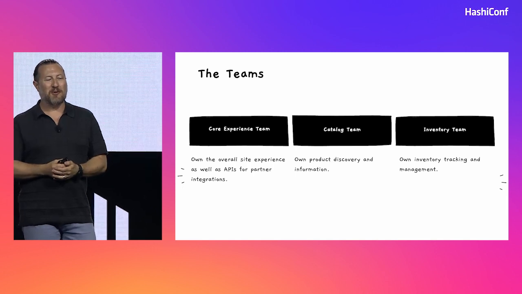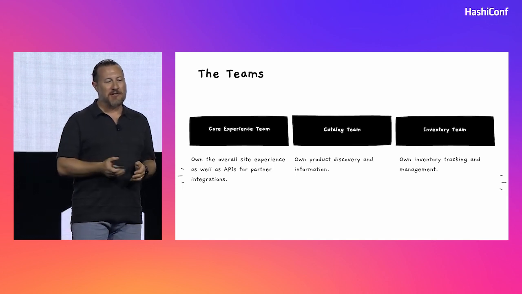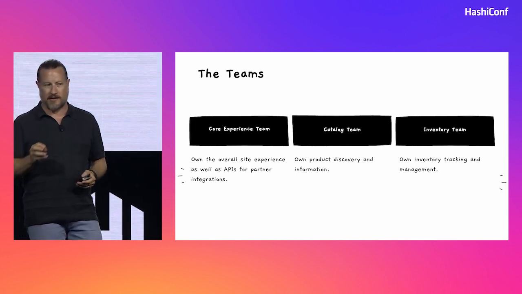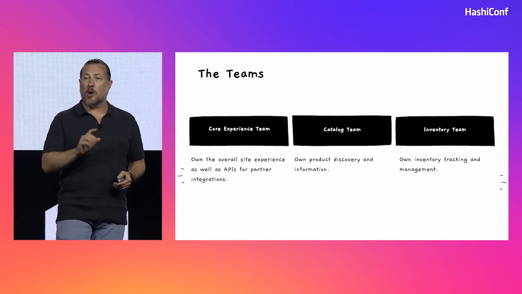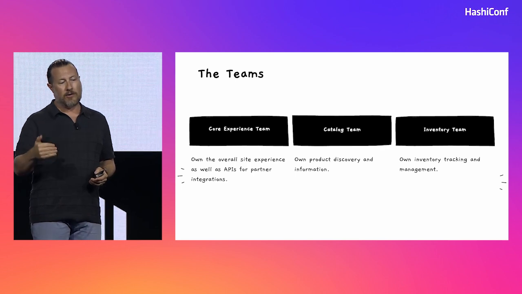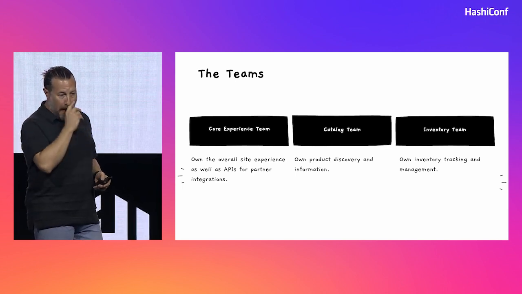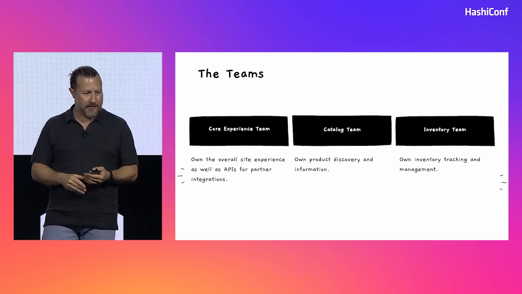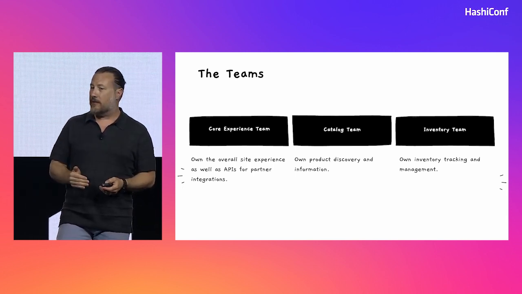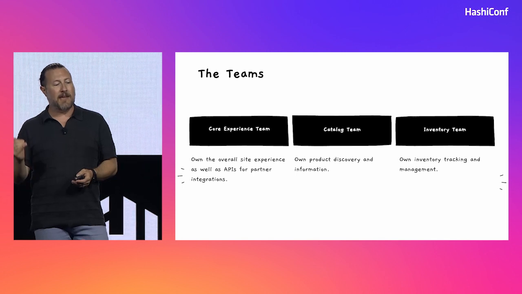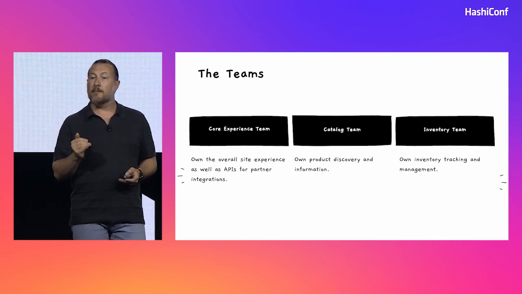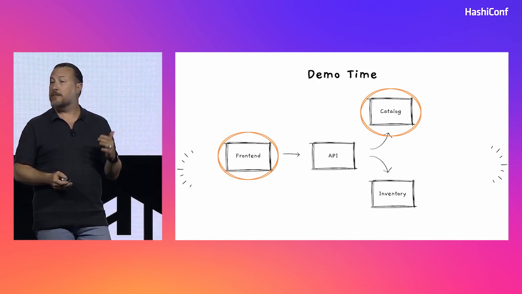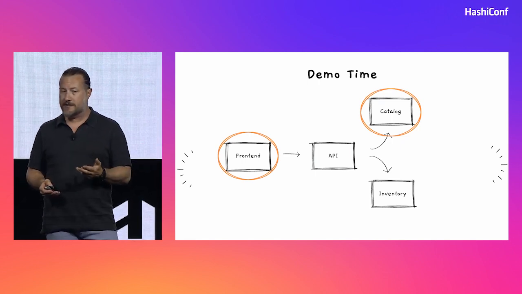Beppo has many developers working to make this vision a reality. Those developers are divided into 3 teams, each focused on a specific aspect of the product experience. Each of these teams owns one backend service, and they all contribute code to the front end as needed. The core experience team owns the overall site experience and partner integration APIs. The catalog team owns product discovery and information, and the inventory team owns inventory tracking and management. With this context, let's look at the catalog team's experience adding a new feature to the site.